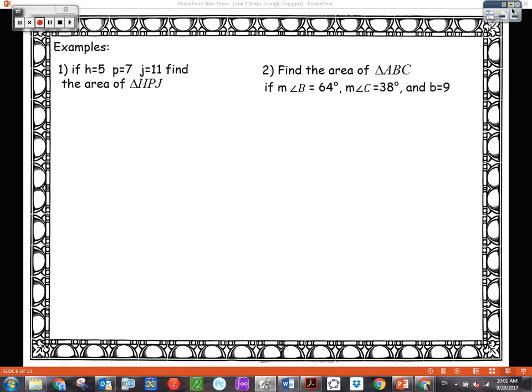Okay. So I always encourage you to draw the triangle. I just think that's helpful. The first one is triangle HPJ, so let's draw that one. We're given side H is 5, side P is 7, and side J is 11. On this particular one, I think you can see that we are lining up to do Heron's formula. All we have are all of the sides. We don't have any angle measures, or really any way to find an angle measure. But we can find the area.